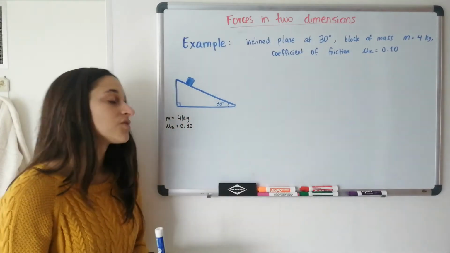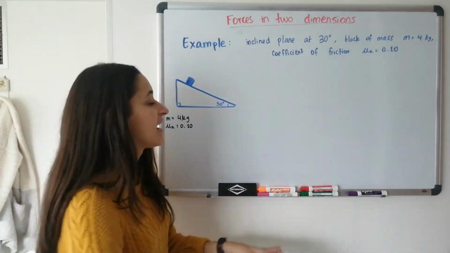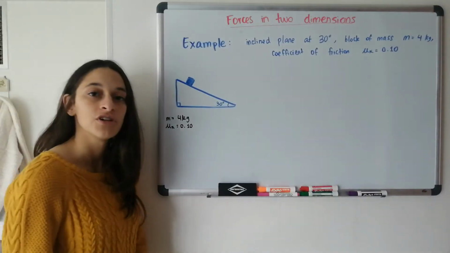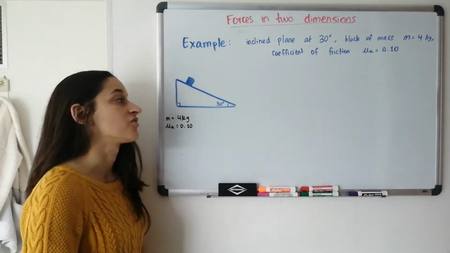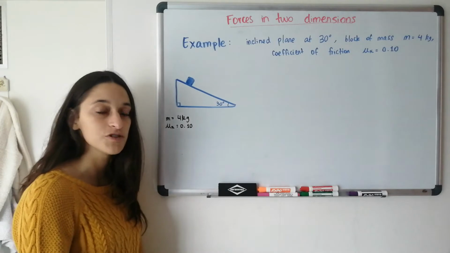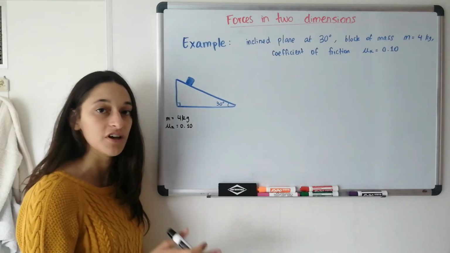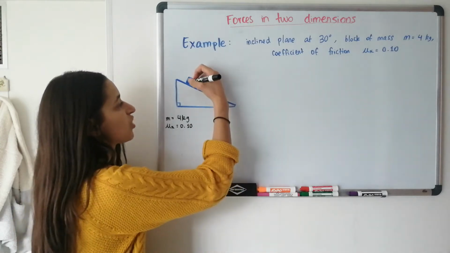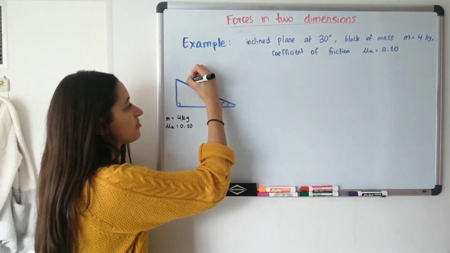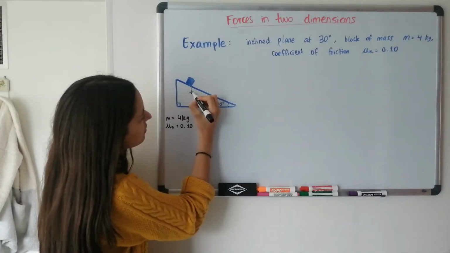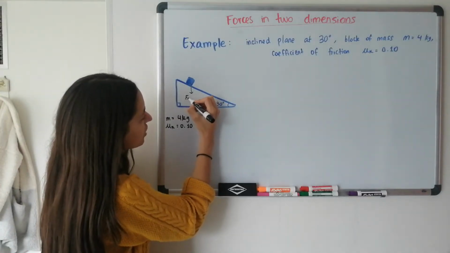Okay, so the steps are exactly the same as the previous problem, which are first draw all the forces on the diagram. So again, we need to remember the first force, the force that we always put on every diagram, is the force of gravity, or the weight, which always points downwards. So we pull it from the block downwards and we call that Fg.